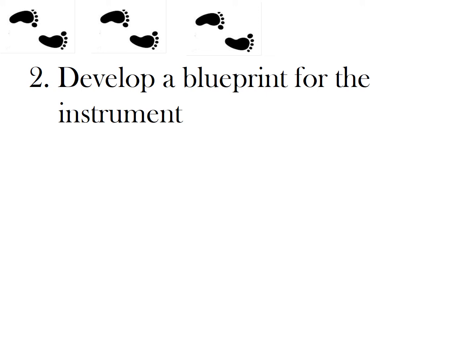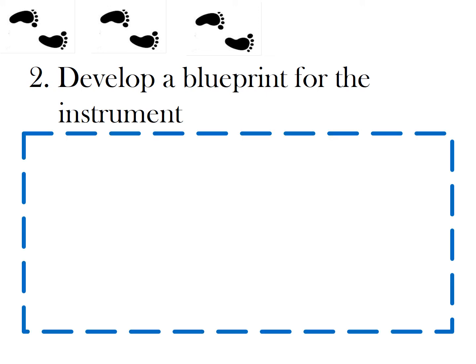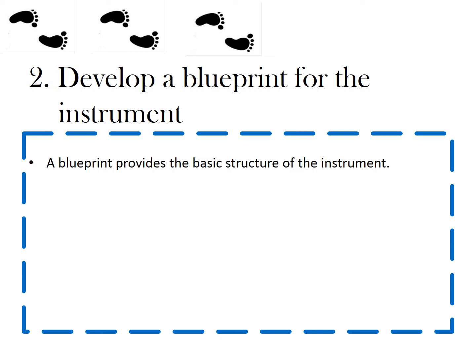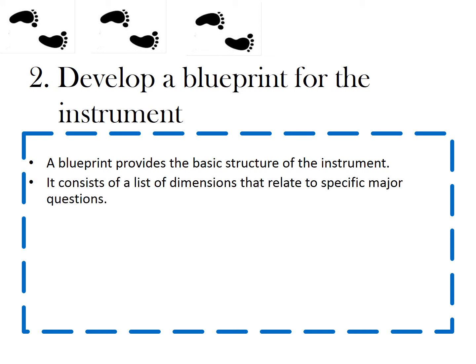The next step in the development of your data collection instrument for your targeted needs assessment is to develop a blueprint for it. A blueprint provides a basic structure of the data collection instrument. It consists of a list of dimensions that relate to the specific major needs assessment questions that you want to answer in your study. A blueprint ensures that the information that you gather from your stakeholders will enable you to answer your major needs assessment questions.